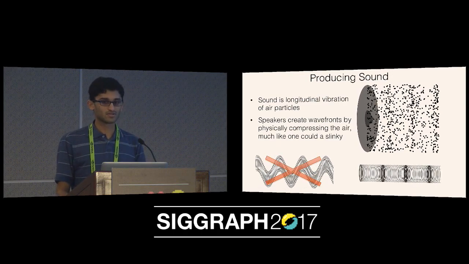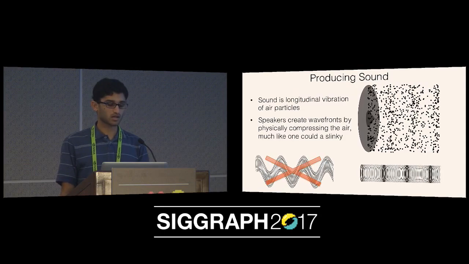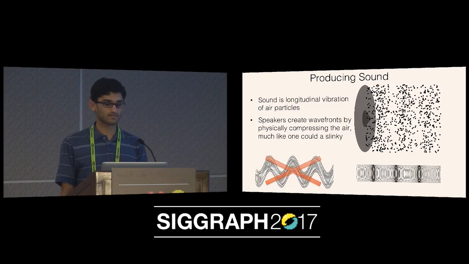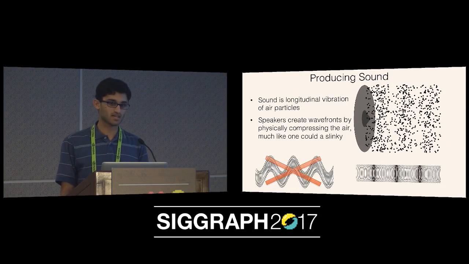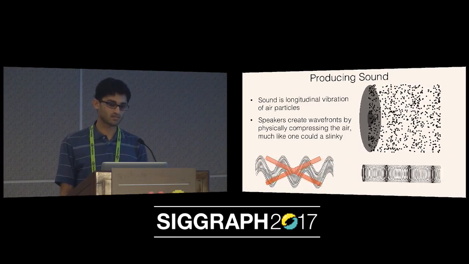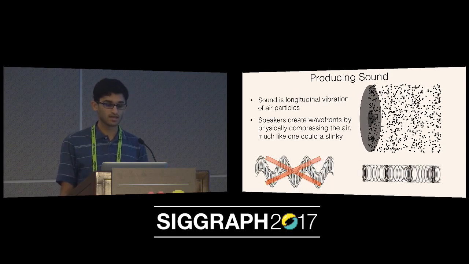So let's look at how we produce sound. Basically, what we do is we vibrate air particles in a longitudinal wave. You can think of this as when you move a slinky, not up and down, but forward and backwards, and you can see those pressure waves that move forward and bounce back.